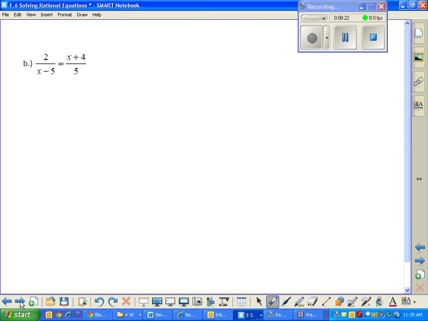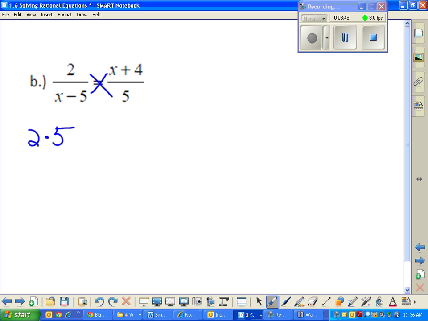Part B is also a proportion. I have one ratio set equal to another. The technique we're studying to solve, though you could use the LCD method that I'll show you in a couple minutes on every problem, the easiest way to solve this style of problem, in my personal opinion, is cross products. So, product of the extremes equals the product of the means. So I'll take 2 times 5 equal to x minus 5 times x plus 4.